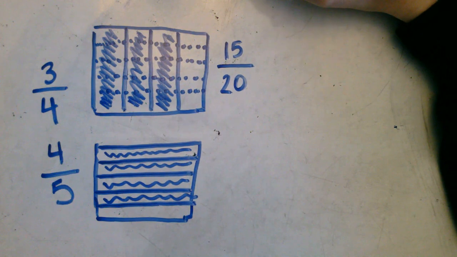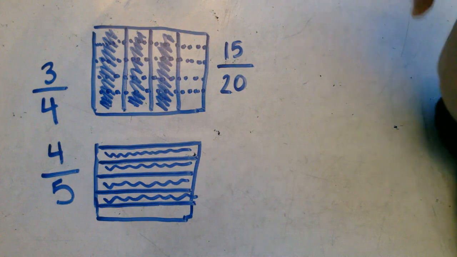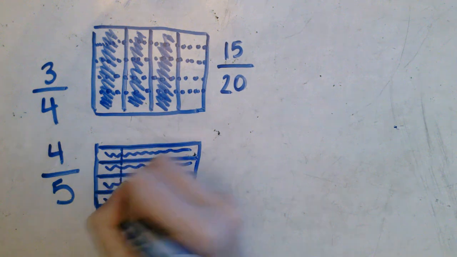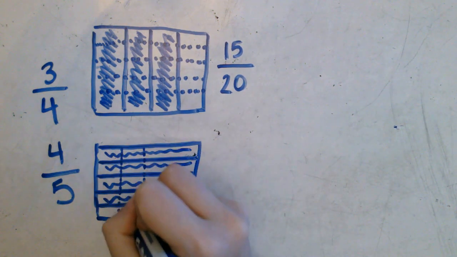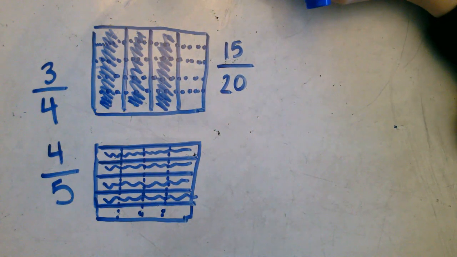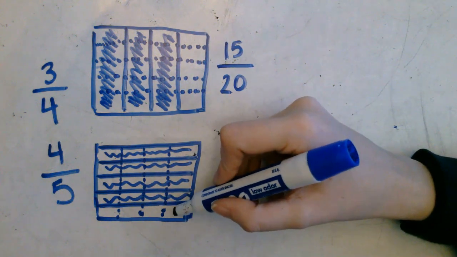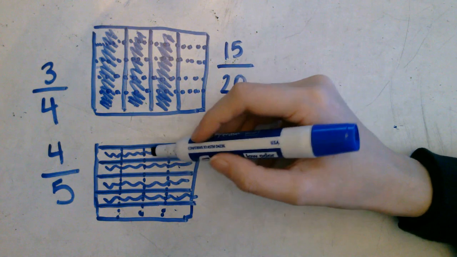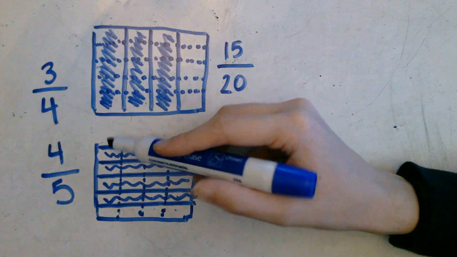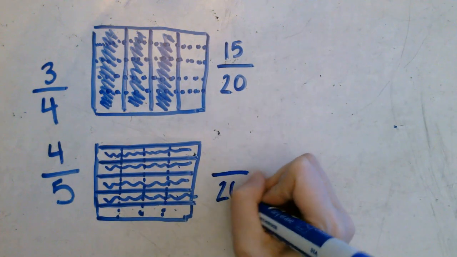Now let's decompose 4/5. We're going to partition each fifth into 4 equal pieces. So we're going to draw 3 dotted lines on our 4/5. Now, if we were to look at this, we made 20ths again. Let's count. 1, 2, 3, 4, 5, 6, 7, 8, 9, 10, 11, 12, 13, 14, 15, 16, 17, 18, 19, 20. We did make 20ths again.